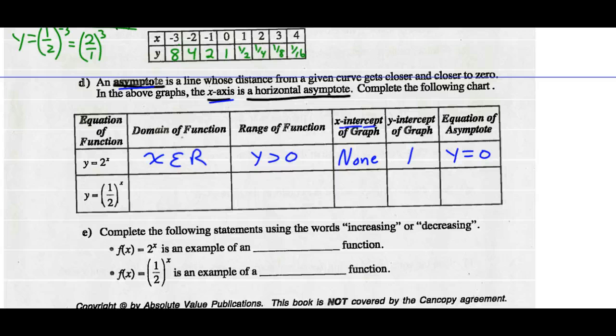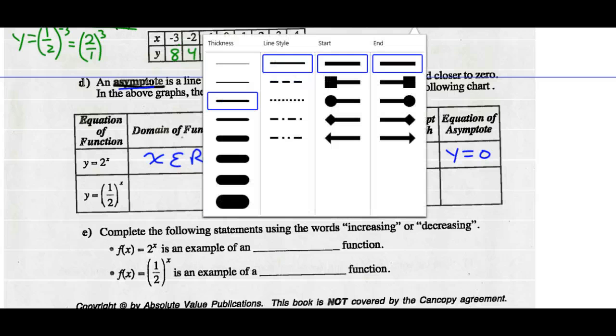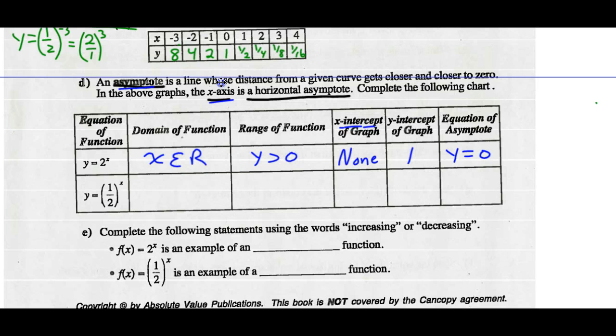Let's do the same thing for the graph of y equals a half to the exponent x. Again, the domain: for this graph, x goes forever right and forever left, so it's any real number. Y is still above the x-axis, so y is greater than 0. This graph still never touches the x-axis or crosses it, so there's no x-intercept. It crosses the y-axis at 1, and the asymptote is the x-axis, which is the equation y equals 0.